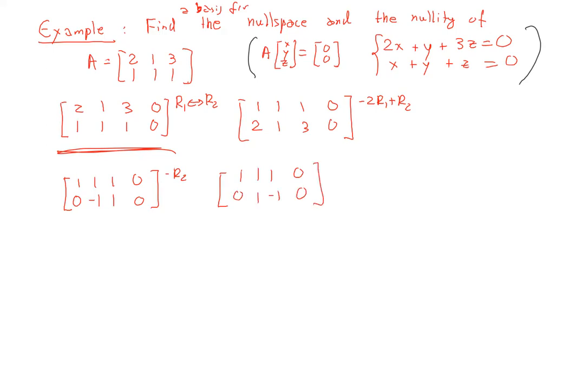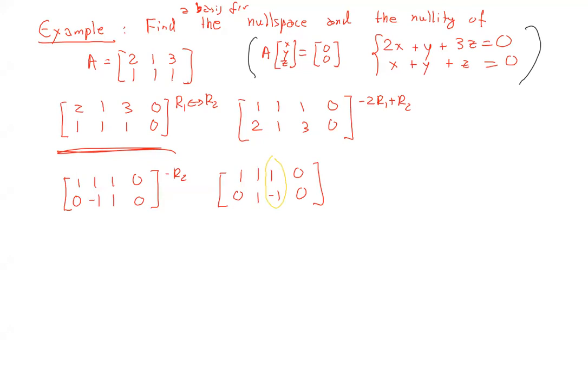Can anybody tell me if I will have any free unknowns here? I have X, Y, Z. Can anybody tell me if I will have any free unknowns, and what the free unknown or unknowns will be? Exactly, Z. Why? Because this column doesn't have a pivot.